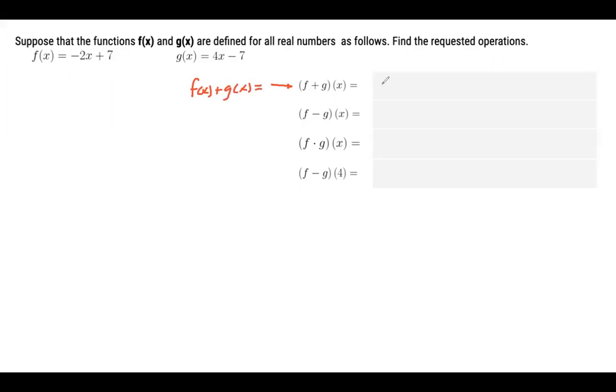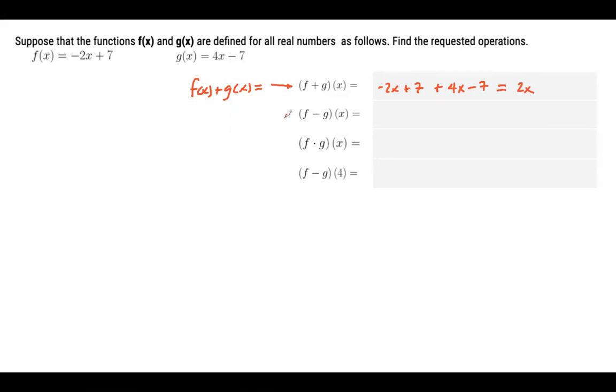So we're going to have function f first, minus 2x plus 7, and then we're going to add it with function g, which is 4x minus 7. And then we have to simplify. So that's minus 2x plus 4x. We get 2x, plus 7 and minus 7 gets you a 0.